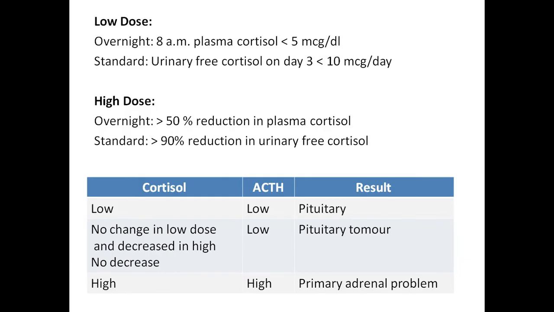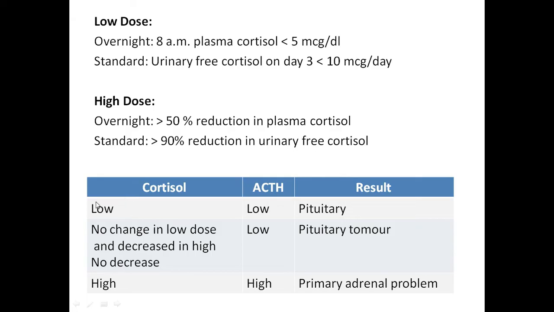After a low dose dexamethasone suppression test, you should find that the plasma cortisol level is less than 5 micrograms per deciliter. In high dose dexamethasone suppression, there should be a reduction of at least 50% of the baseline cortisol. If this does not occur, then we know that the cortisol levels are not being suppressed by dexamethasone, and we can locate the cause of the problem.